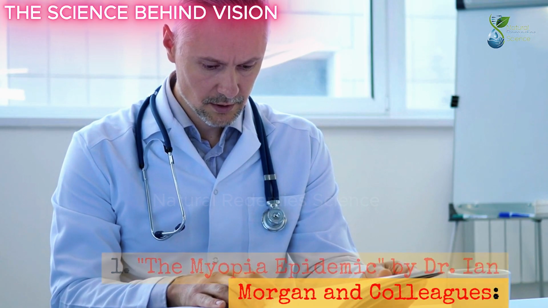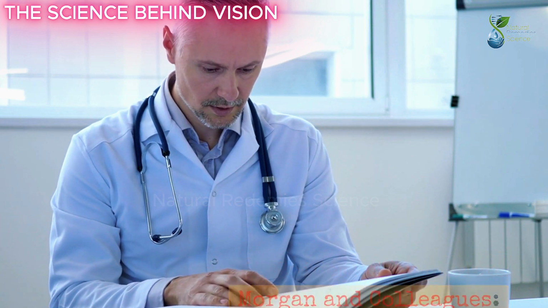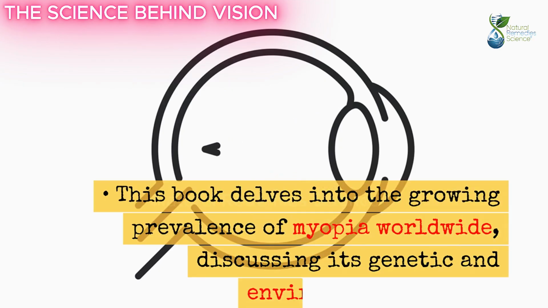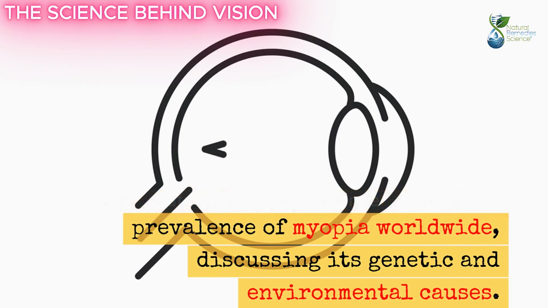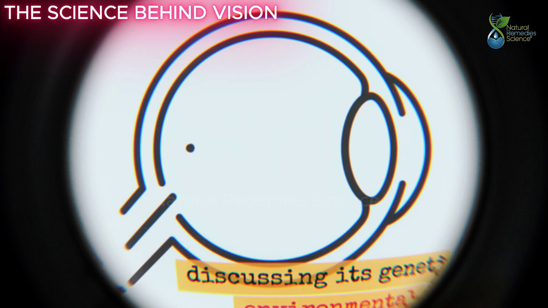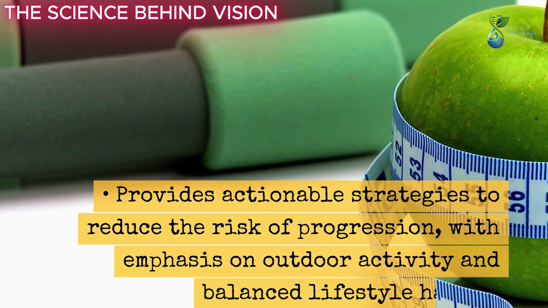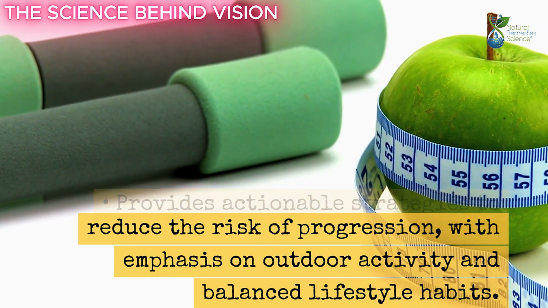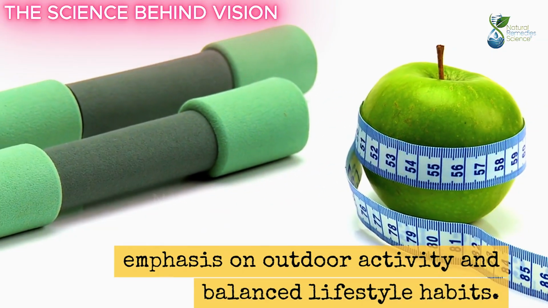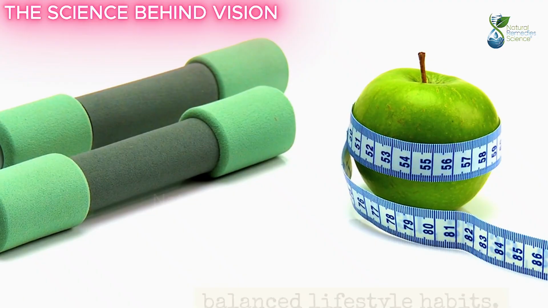References for further reading. 1. The Myopia Epidemic by Dr. Ian Morgan and colleagues. This book delves into the growing prevalence of myopia worldwide, discussing its genetic and environmental causes. This provides actionable strategies to reduce the risk of progression, with emphasis on outdoor activity and balanced lifestyle habits.